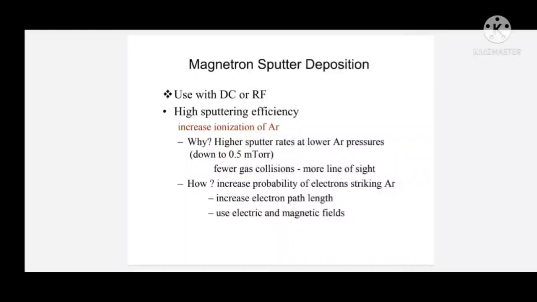Magnetron sputter deposition. Use with DC or RF. High sputtering efficiency. Why? High sputtering rates at lower gas pressures. Fewer gas collisions, more line of sight. How? Increase the probability of electrons ionizing the gas. Increase electron path length. Use electric and magnetic fields.